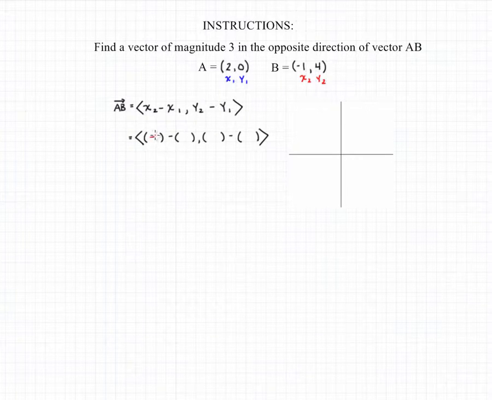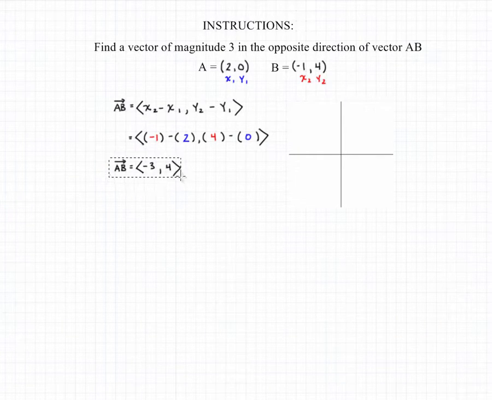So if we plug in the information that we have, we'll have -1 minus 2 and 4 minus 0. So if we work that out, we'll have our vector AB, which is going to be -3, 4.